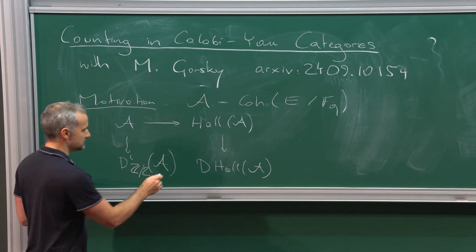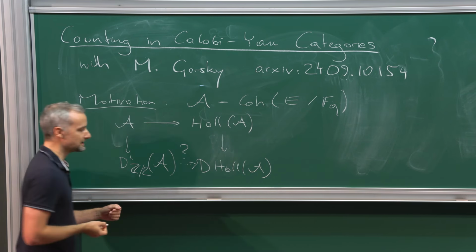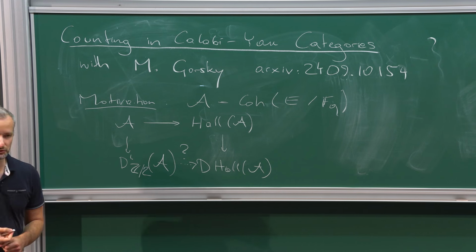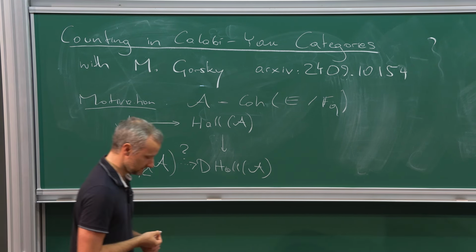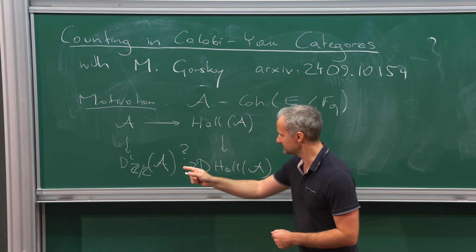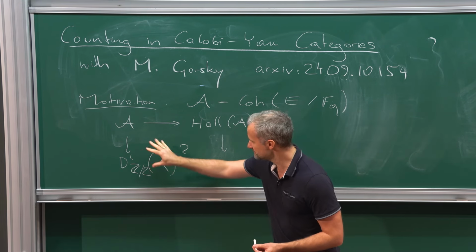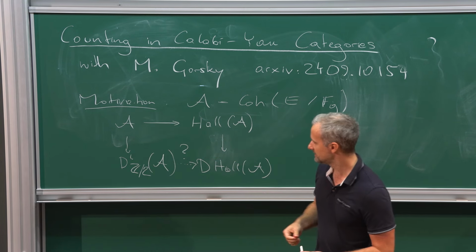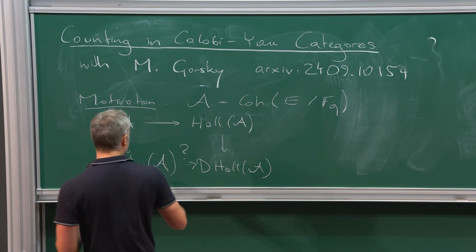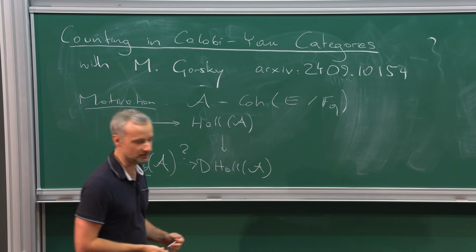But the problem is, how do you go directly? How do you construct this naturally from the Z mod 2 periodic category? I want to explain how you can do that. That would, for example, tell you all this has much more symmetries than this abelian category. And if you had a natural construction, you would immediately know that all these symmetries also act on this Hall algebra.